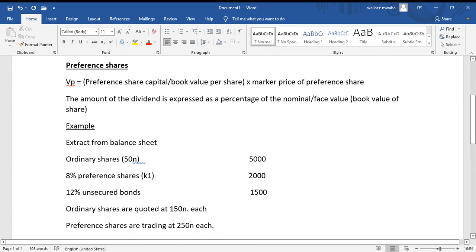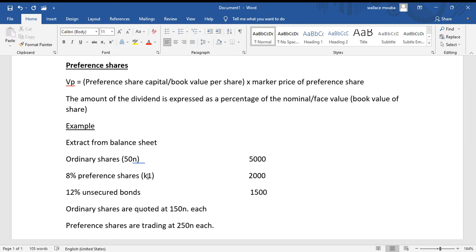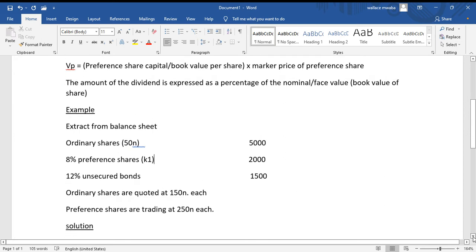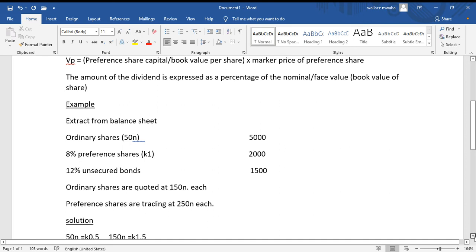You're given 8% of 1 kwacha. So basically, the dividend you'll be getting, when you pay this 1 kwacha, will be 8% of it. And 8% is like 0.08 times 1. So you'll be getting 8 ngwe every year. Now, they've told us here that the preference shares are trading at 250 ngwe each. So we have to calculate the market value of the preference shares.